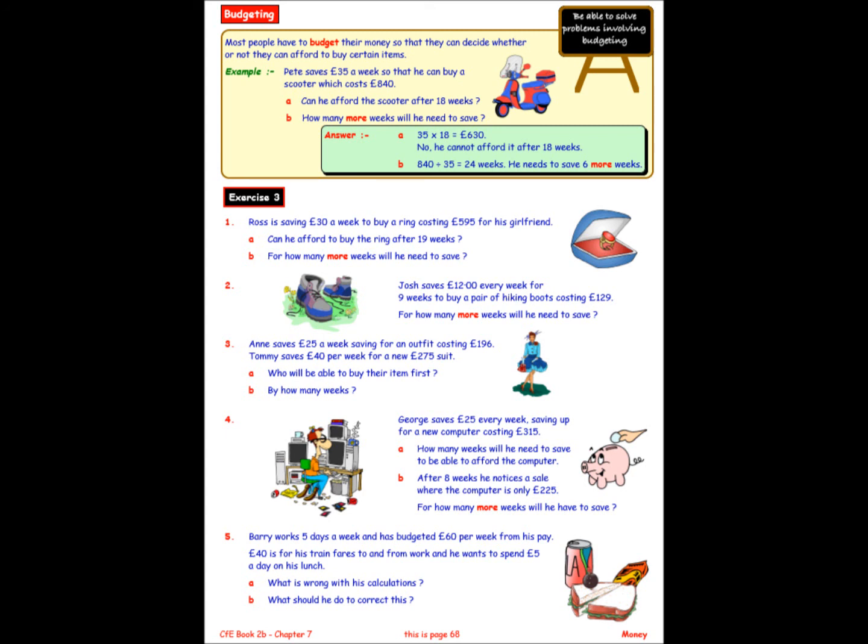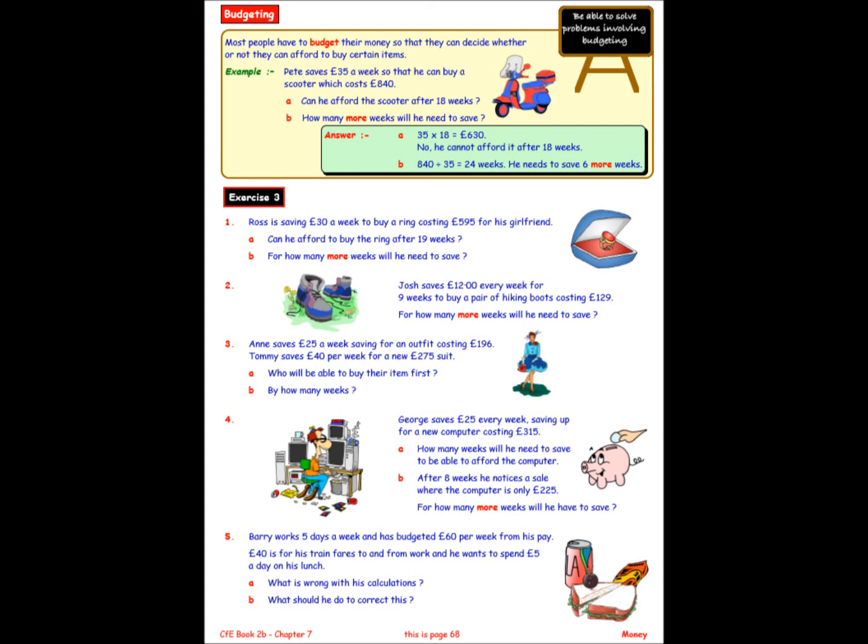Right, let's look at the first example together at the top. It says, most people have to budget their money so they can decide whether or not they can afford to buy certain items. As an example, Pete is saving £35 a week so that he can buy a scooter which costs £840. The first part A, can he afford the scooter after 18 weeks, and B, how many more weeks will he need to save? So there are 2 parts to this.